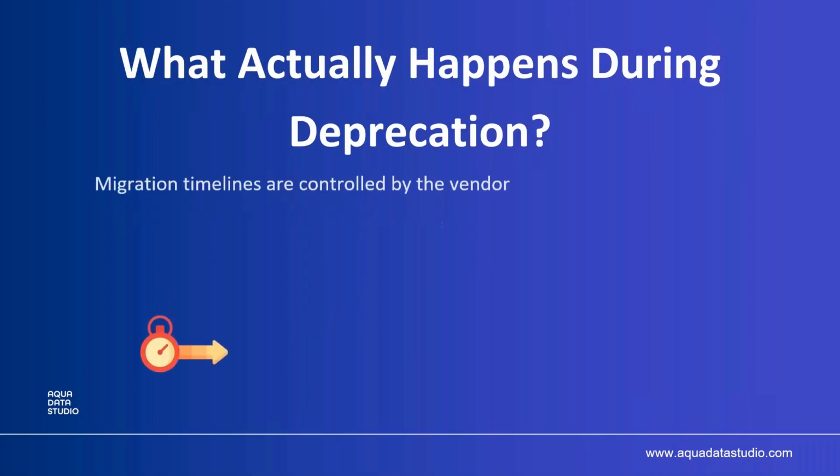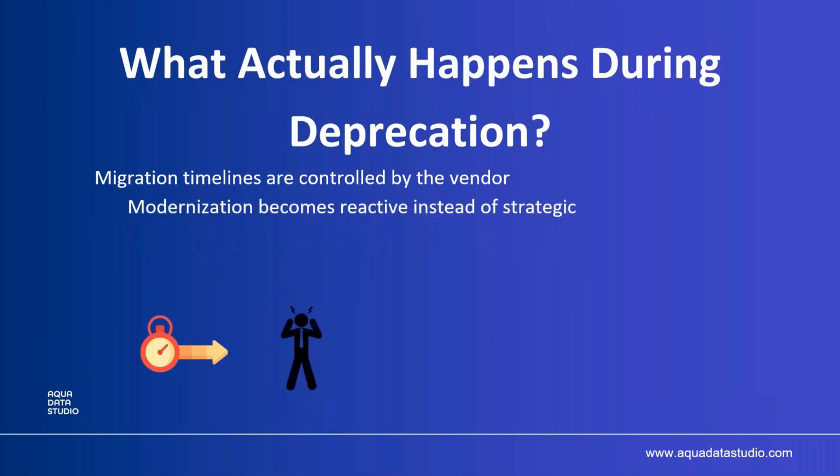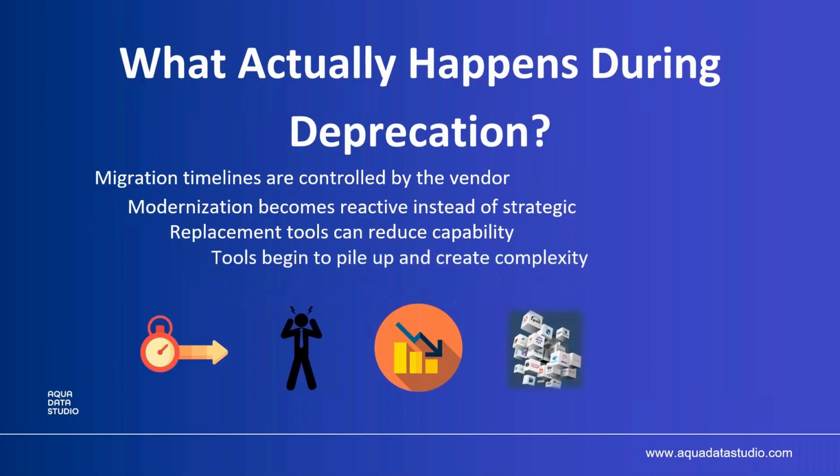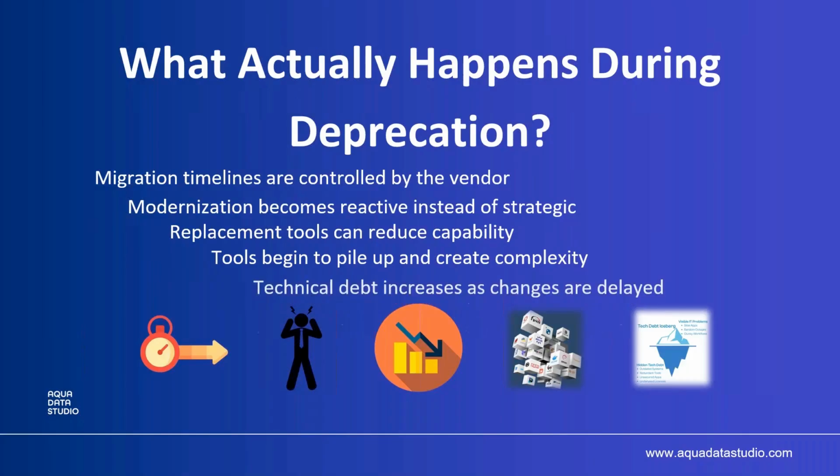The vendor now controls the timeline. Your long-term modernization roadmap suddenly becomes urgent. Replacement tools rarely offer one-to-one feature parity, so gaps start to appear. And to fill those gaps, teams add temporary tools, manual workarounds, and custom scripts. Technical debt begins to accumulate as people try to keep things running while planning a migration.